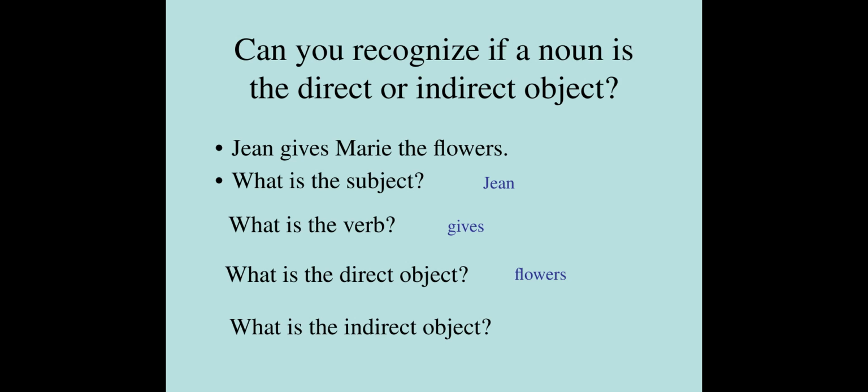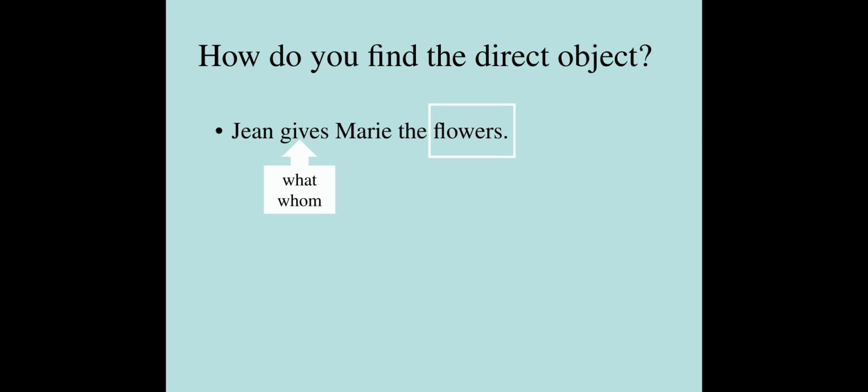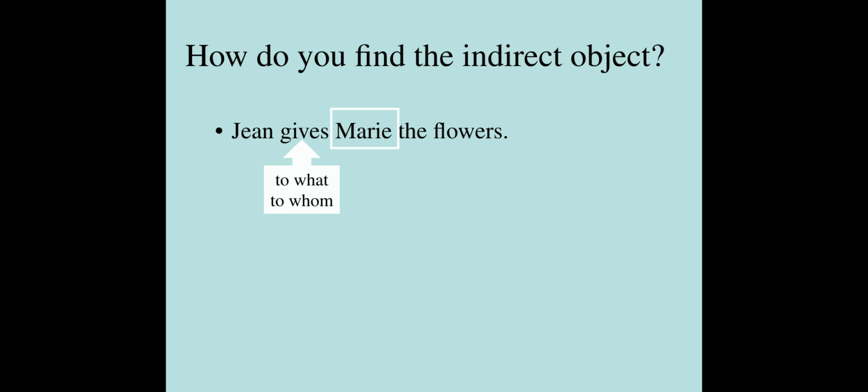To find an indirect object, you ask yourself the question, to whom or to what plus the verb. So in this case, we'd say to whom or to what is Jean giving the flowers? And so in this case, we find out that Marie is our indirect because that's to whom he is giving the flowers. So remember, you say what or whom in order to find your direct object. And to find the indirect object, ask yourself the question, to what or to whom?